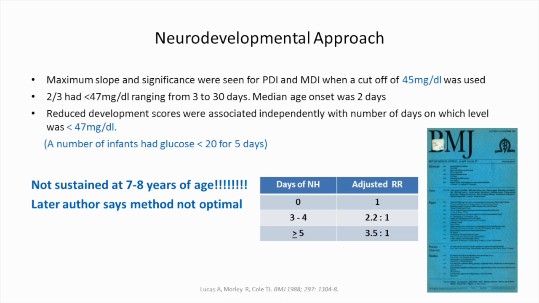It turns out when these babies were examined again at 7 or 8 years of age, these deficits had essentially resolved, and the authors actually admitted that the method of sampling and using this to determine outcome related to glucose level really was not optimal, and that a prospective observational study would be the way to go. As an aside, it also turned out that a number of these babies had very modest glucose levels, less than 20, that were not treated for days, because they were part of a nutrition study and the hypoglycemia was not directly addressed.